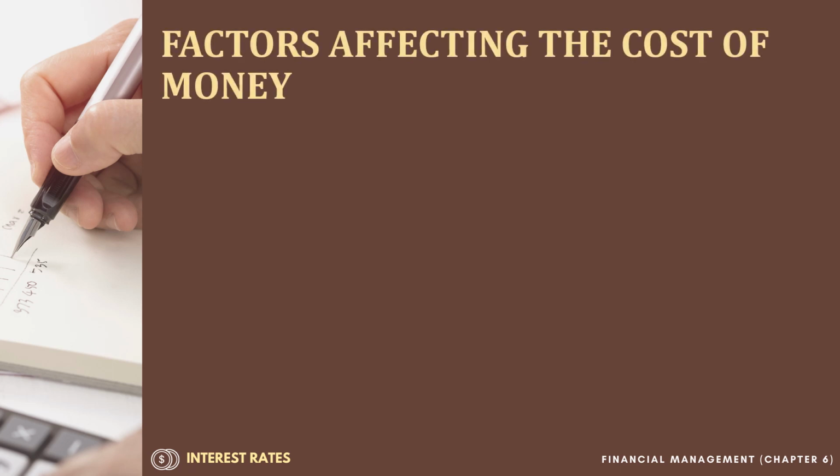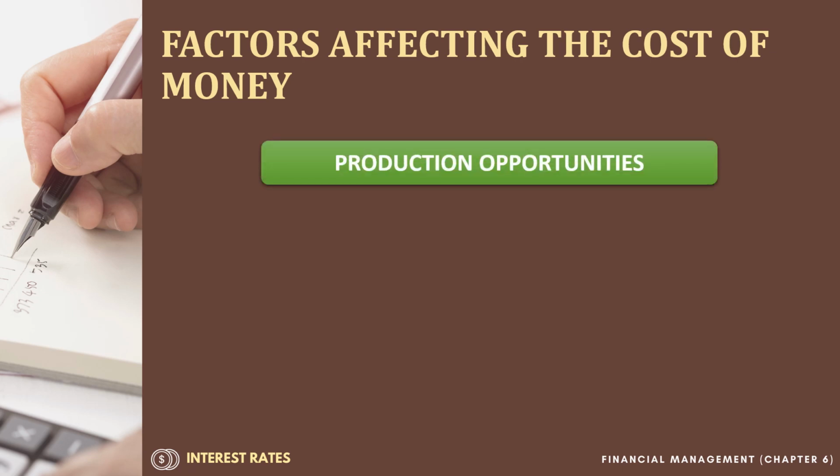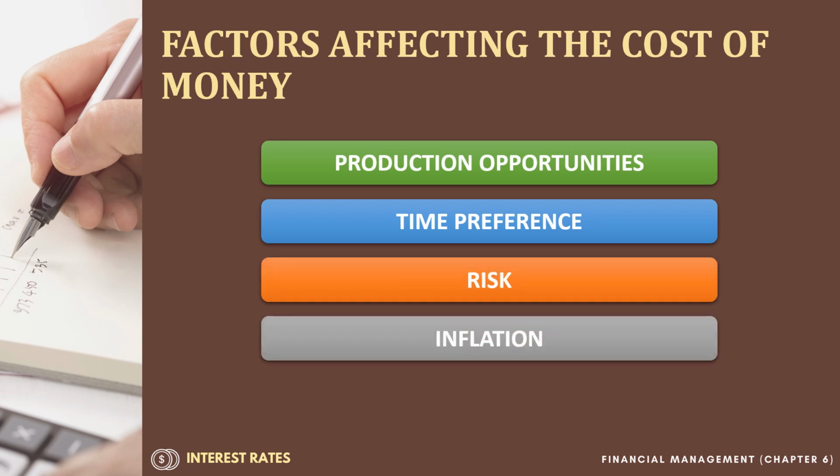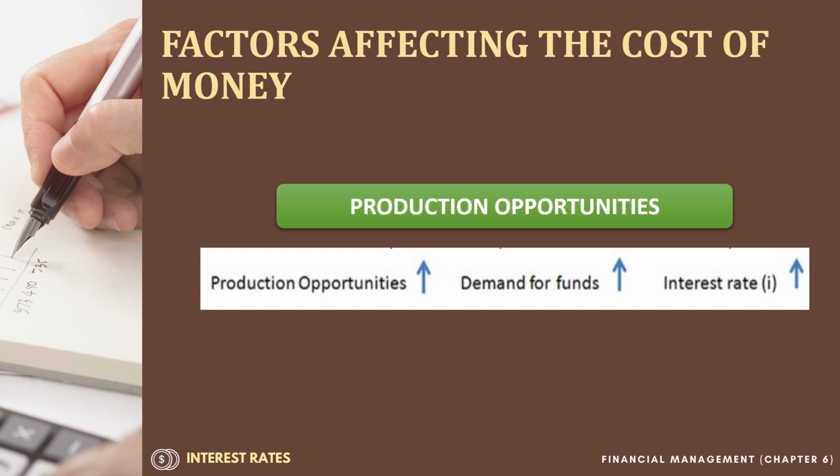Now there are factors that affect the cost of money. We have here the production opportunities, time preference, risk, and inflation. First, we have the production opportunities. Production opportunities are investment opportunities in productive assets or cash generating assets. So basically, when there is an increase in production, the demand for funds will follow. Thus, when there is an increase in demand, definitely the interest rates will also increase.